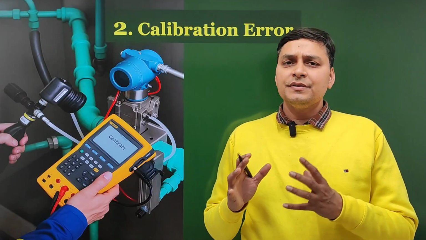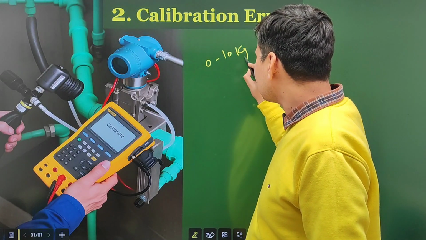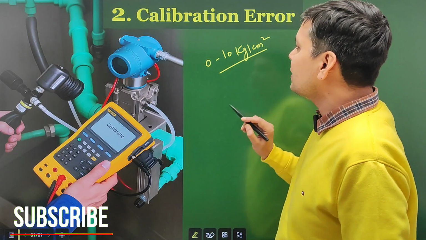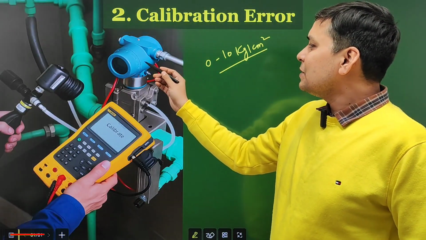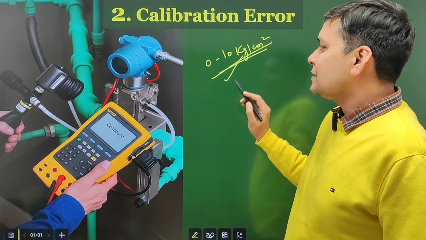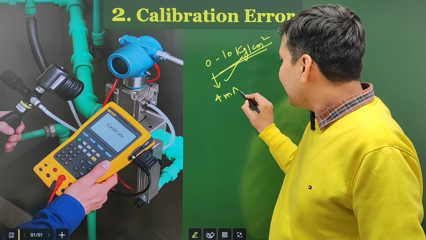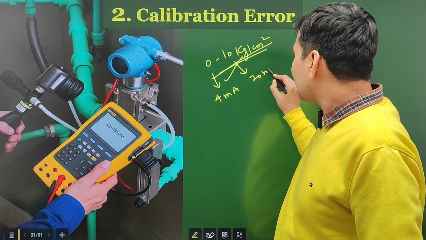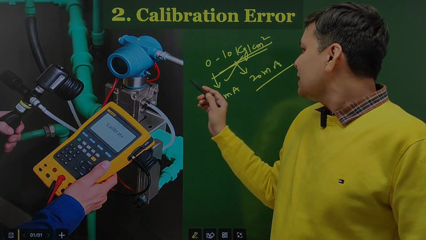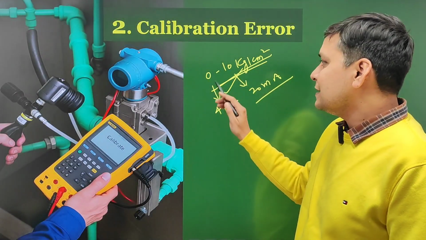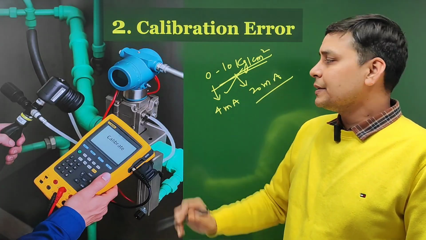The other reason is calibration error. Suppose we are using a transmitter and its range is 0 to 10 kg per centimeter square. Calibration is a process in which we match the readings of the transmitter according to this pressure. That means at 0 the transmitter output must be 4 milliampere and at 10 the transmitter output must be 20 milliampere. But at the time of calibration, sometimes there may be an error in these readings. So due to these errors, the transmitter will show a high reading or low reading.